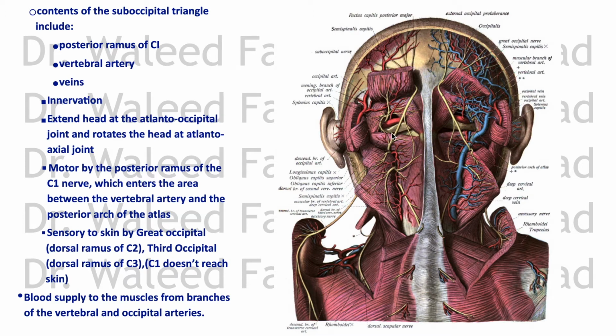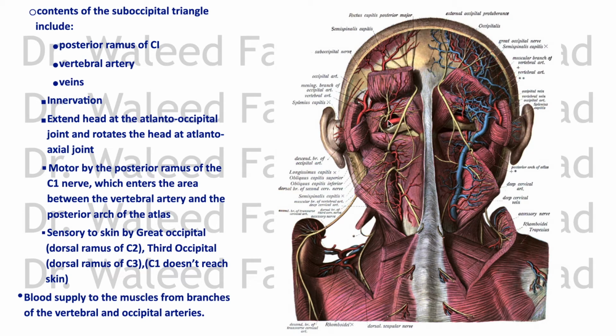Now the contents of the triangle: a major artery and a nerve and veins. The major artery is the vertebral artery. This is called the third part of the vertebral. The first part was before it enters the vertebrae. The second part was while in the vertebrae, in the transverse foramina of the vertebrae. The third part curves medial, posteromedial, and then will go up through the foramen magnum inside the skull. This is the third part of the vertebral artery.